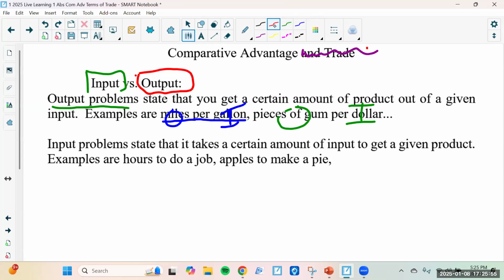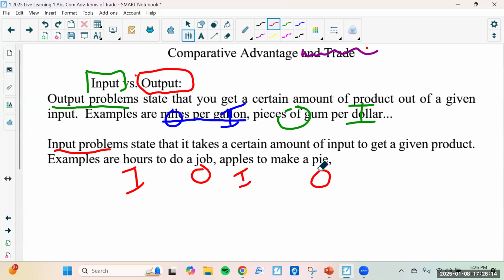An input problem is one where the input changes. So an example, hours to a job. What's the input? The hours, the plural hours. You're going to get one job done. That's the output. Apples to make a pie. What's the input? The apples is the input. The pie is the output.